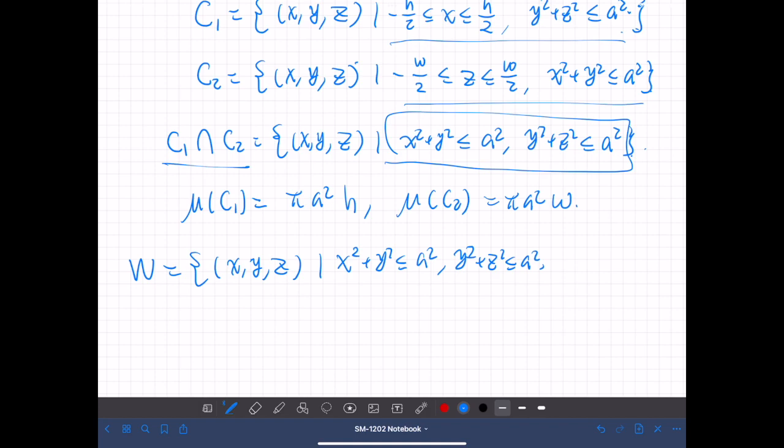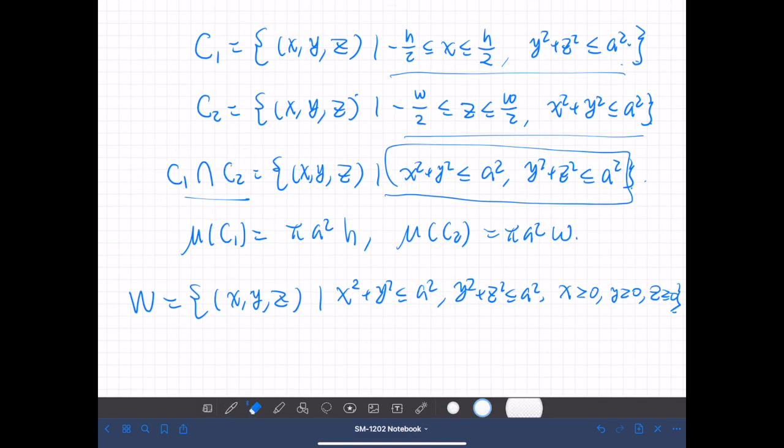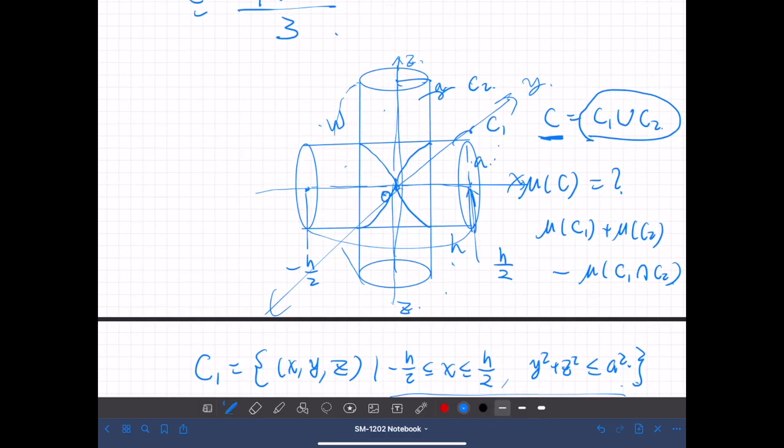and x is non-negative, y is non-negative, z is non-negative. So if we calculate the volume of this and multiply that by 8, then we have the volume of this intersection of C1 and C2. So we calculate the volume of this part. Wait a minute, maybe this part.